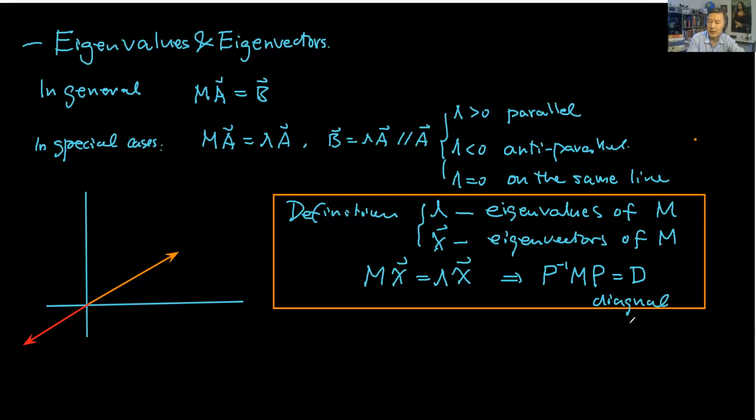This is very handy because D is diagonal. If it's 2 by 2, for example, 1 and -2. A diagonal matrix is much simpler than a general matrix, because the general matrix has non-zero elements everywhere. However, for a diagonal matrix, the non-zero entries appear only in the diagonal positions. So that's very important.